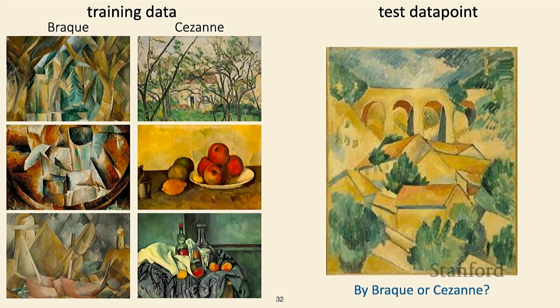And now that you've hopefully learned a decent classifier, your goal is to classify this test data point. Raise your hand if you think this is by Braque. OK, and raise your hand if you think this is by Cezanne. OK, cool. So most people got it right. This is indeed by Braque. I tried to give you a little bit of time to train your classifier, but maybe some of you didn't converge.